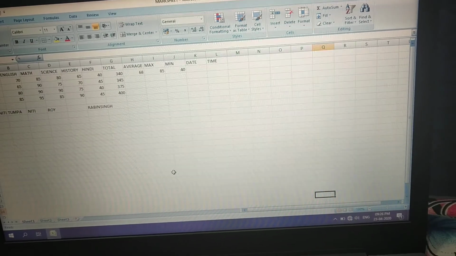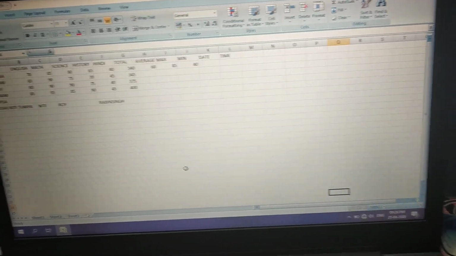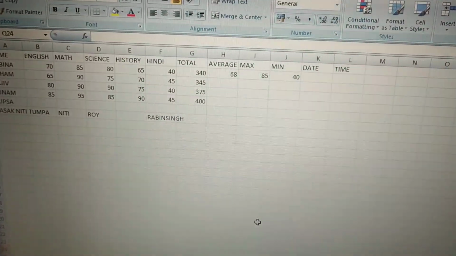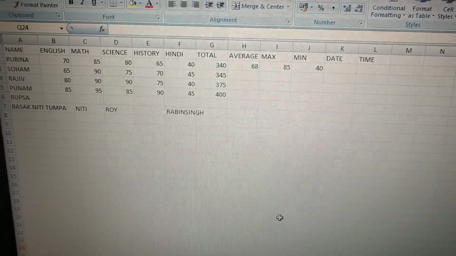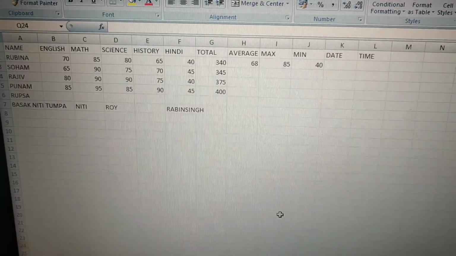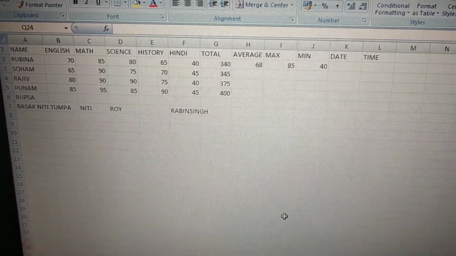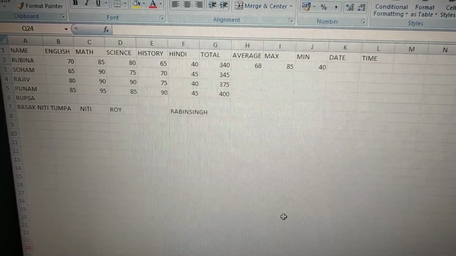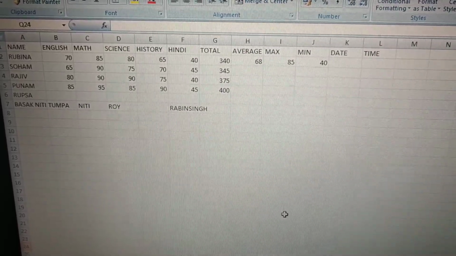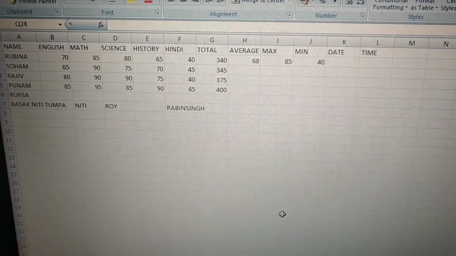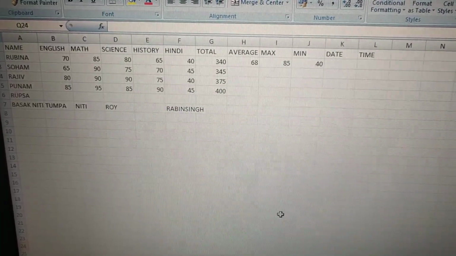The real use of cell reference lies in using them to create formulas in spreadsheets. So what is cell reference? Cell reference is basically the cell address. Look here, the marks of Rubina in English is 70. So that particular position will be denoted as B2.